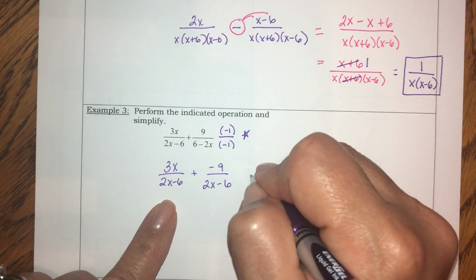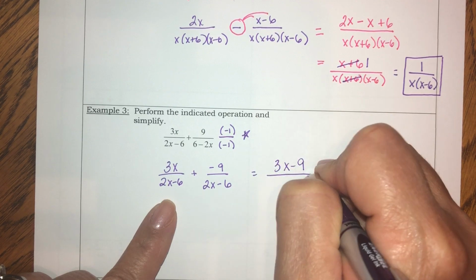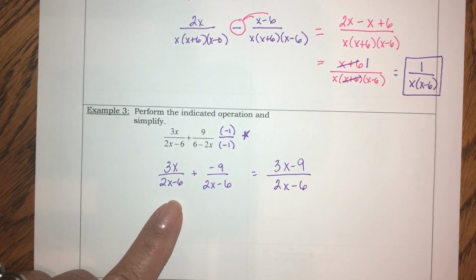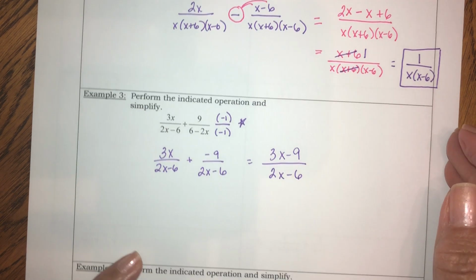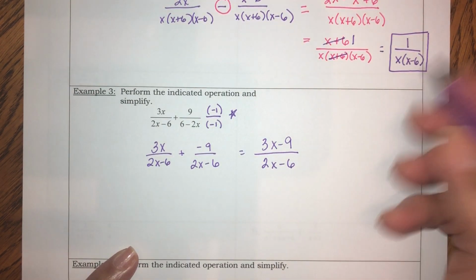And now I can combine like terms. So on the top I have 3x minus 9. Oh, no like terms. I could just write them next to each other. On the bottom I have 2x minus 6. Now if you're not sure whether or not you can cancel anything there, you can't cancel anything the way it's looking right now, but you can always factor first and then see.